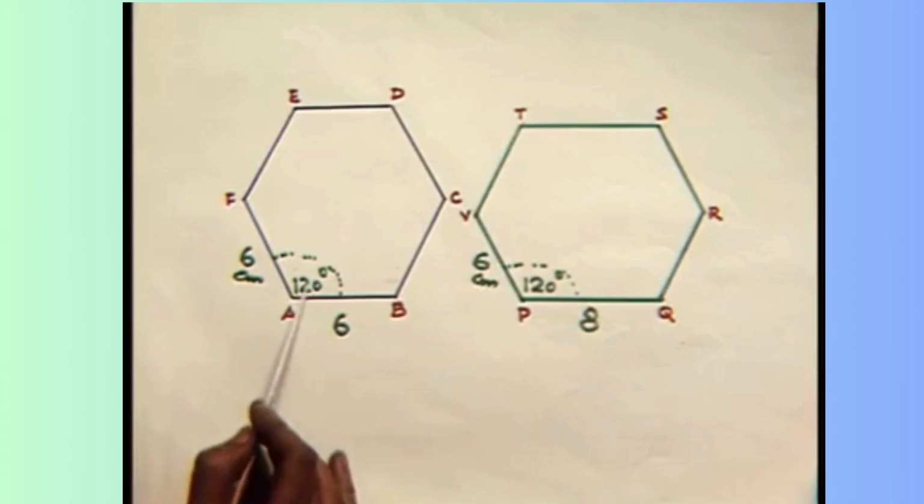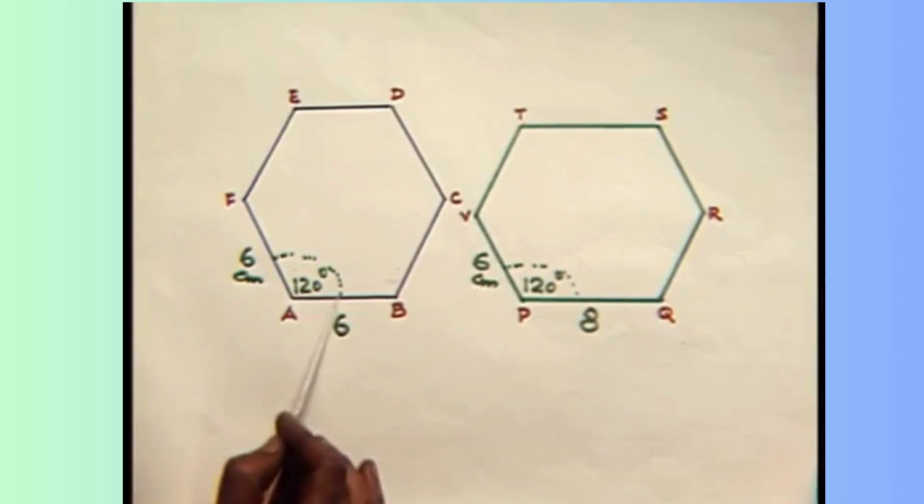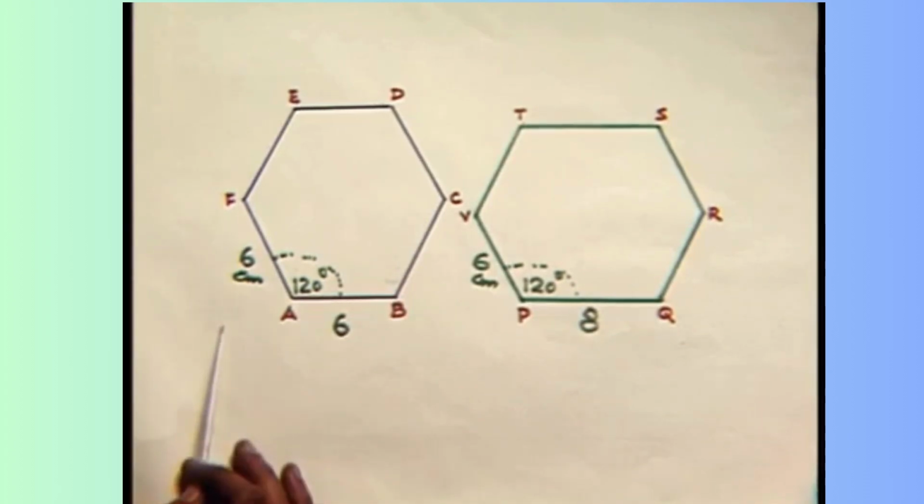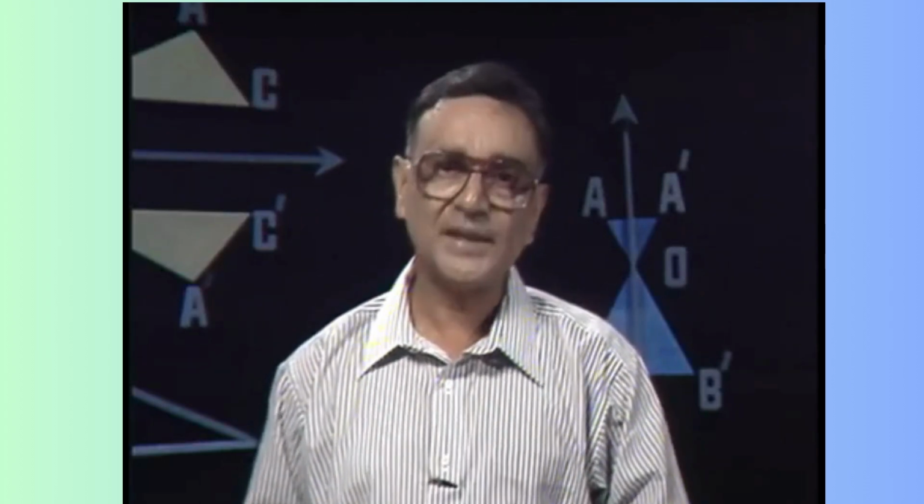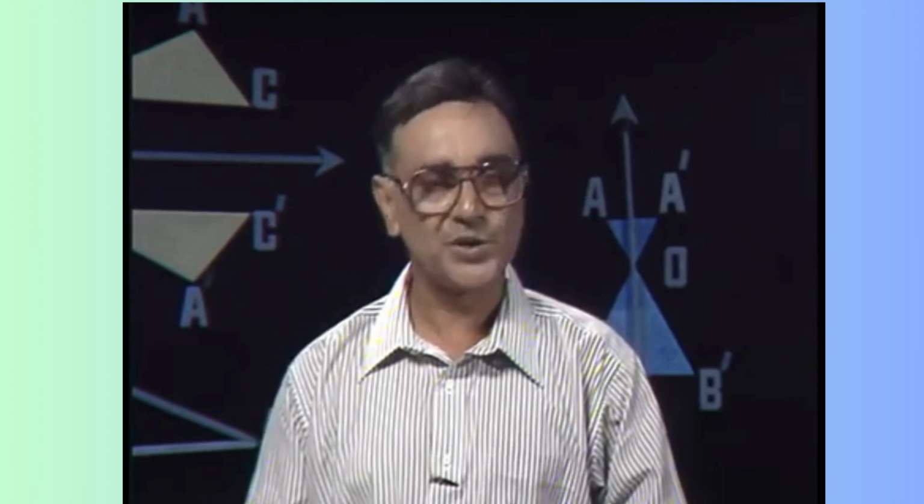Now, in these two figures, though the corresponding angles are equal, the corresponding sides are not proportional, so we can say that these two hexagons are not similar. So, that was the one thing. Let us take another case where the sides are proportional now.